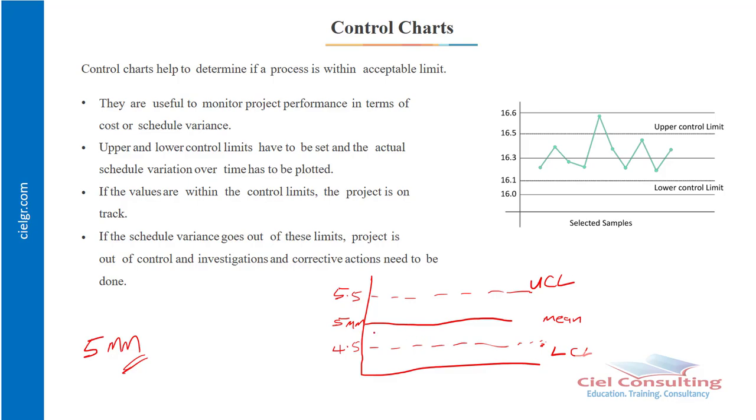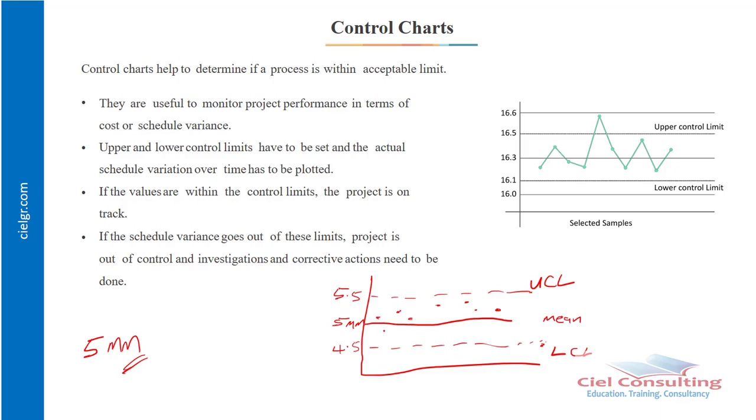So let's say the first chair that comes out was 5.1, and then the other one was 5.2, then the third one 5.1, the fourth one 5.3, the fifth one 5.4, the sixth one 5.2, and then the seventh one 5.3. So this is what we refer to as the rule of 7. You can see 7 consecutive chairs that came out of our manufacturing line, all were above our mean but below our upper control limit. So we now know that there's a problem.